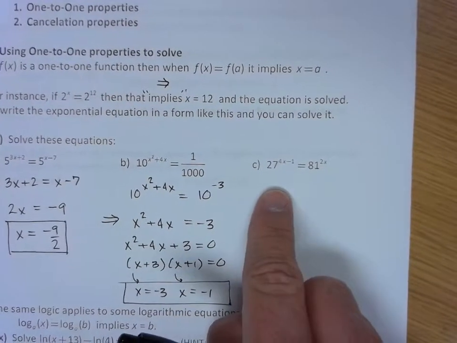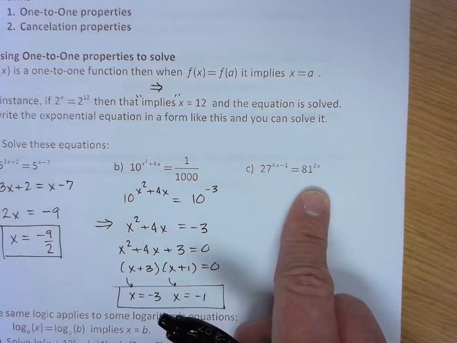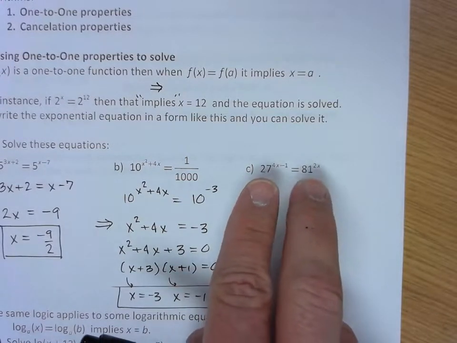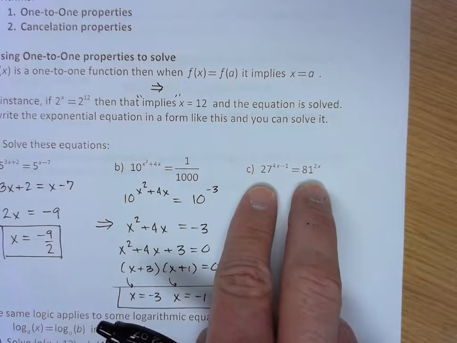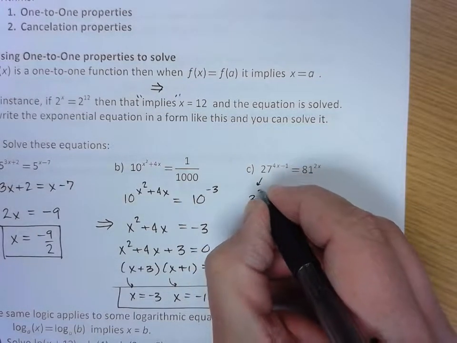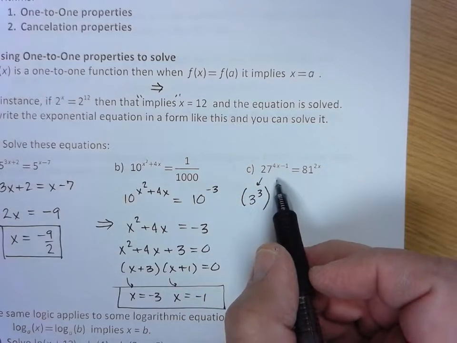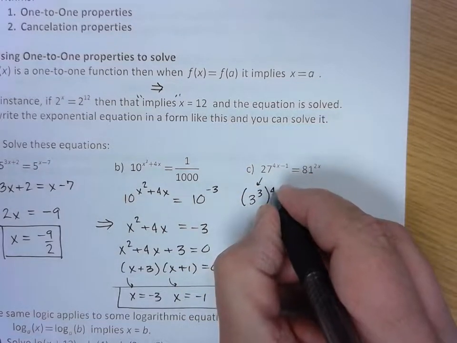So on this one, your left-hand side is base 27, your right-hand side is base 81. So you can rewrite both of these as powers of 3. See, 27 can be written as 3 to the third. But notice, you still have this exponent of 4x minus 1 on the outside.